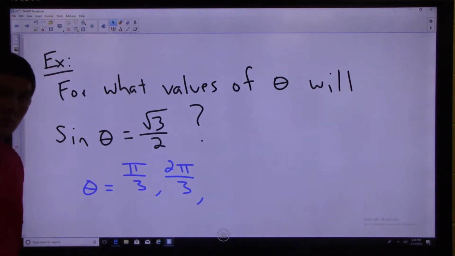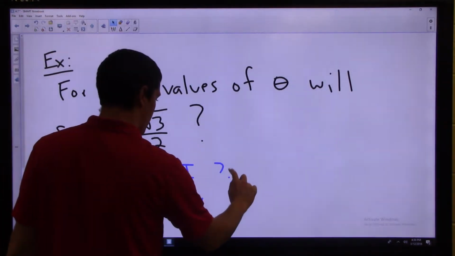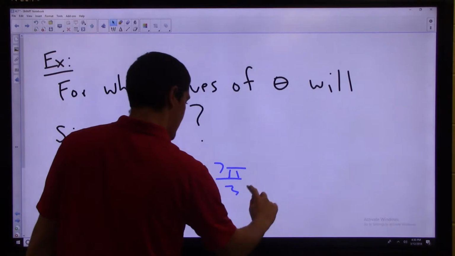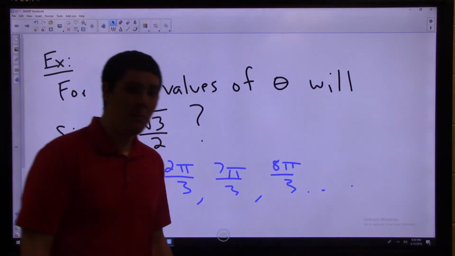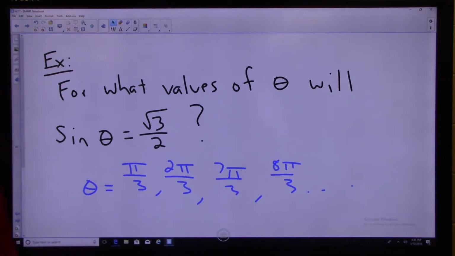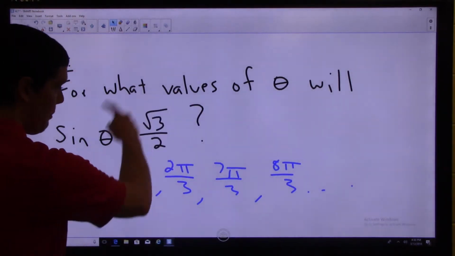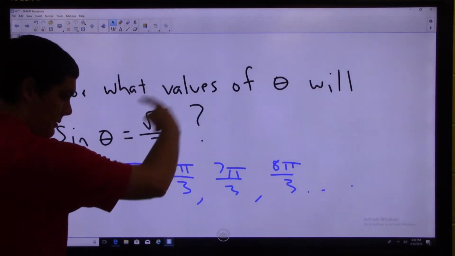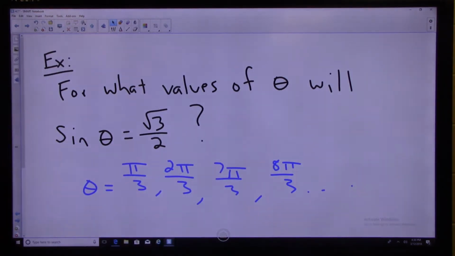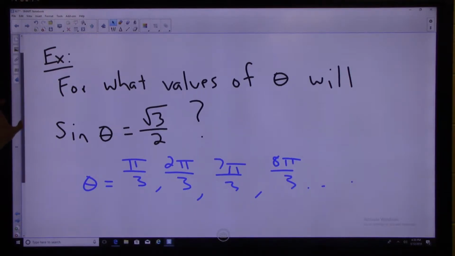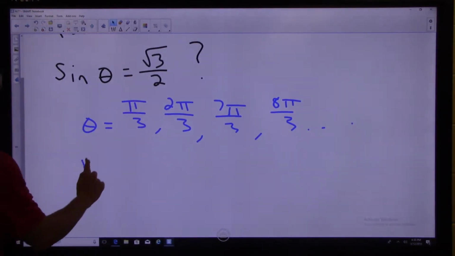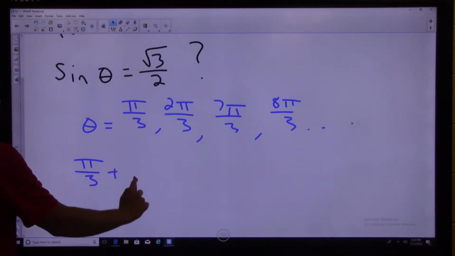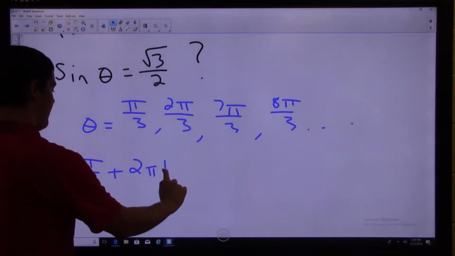So if we go around the circle again, 7 pi over 3 would work. And 8 pi over 3. And we can keep going, guys. We can keep going around the circle in the positive direction and the negative direction. Sorry, I went backwards. Positive direction and the negative direction. Okay, so there's infinitely many answers. So the way to write this down, we take our two answers that we had to begin with in the unit circle. So it's going to be pi over 3 plus 2 pi k.